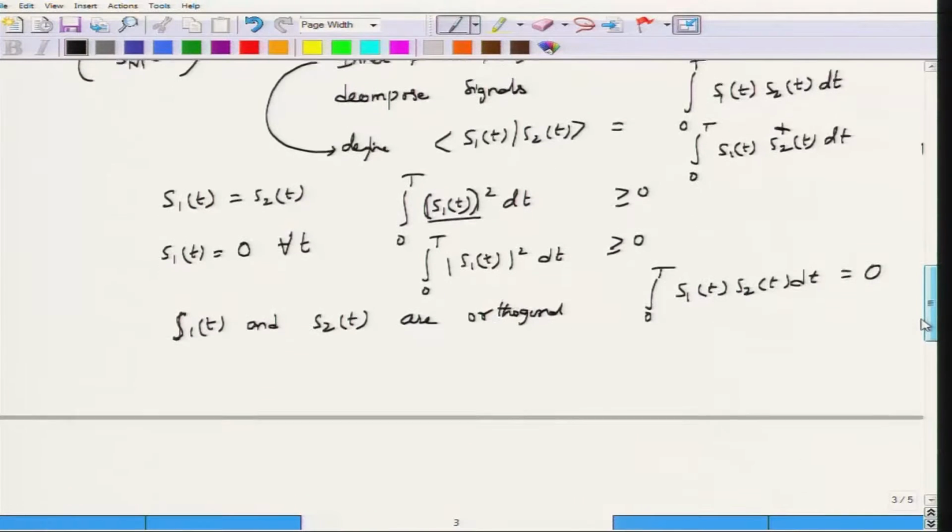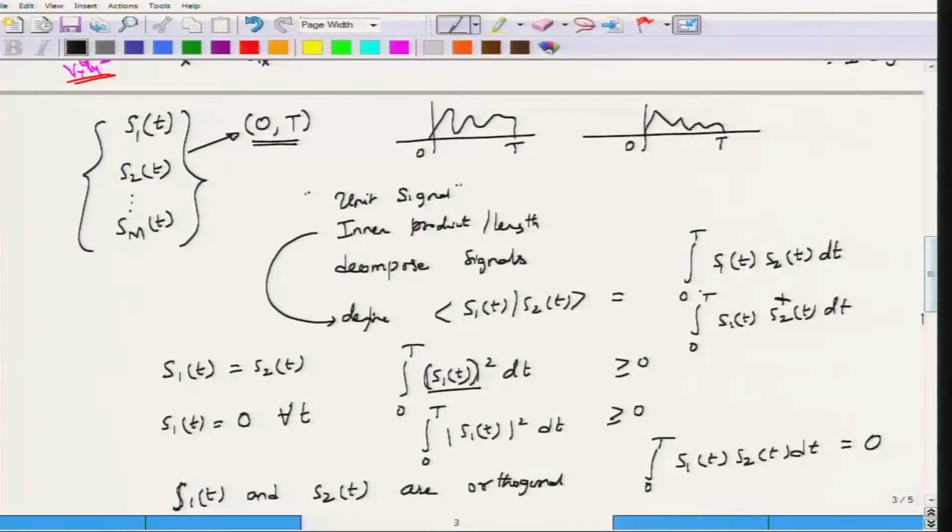So, what we have seen is that this particular definition of inner product has allowed us to capture some of the geometrical aspects like inner product and length, perpendicularity or orthogonality. It has also allowed us now to define the unit signal.